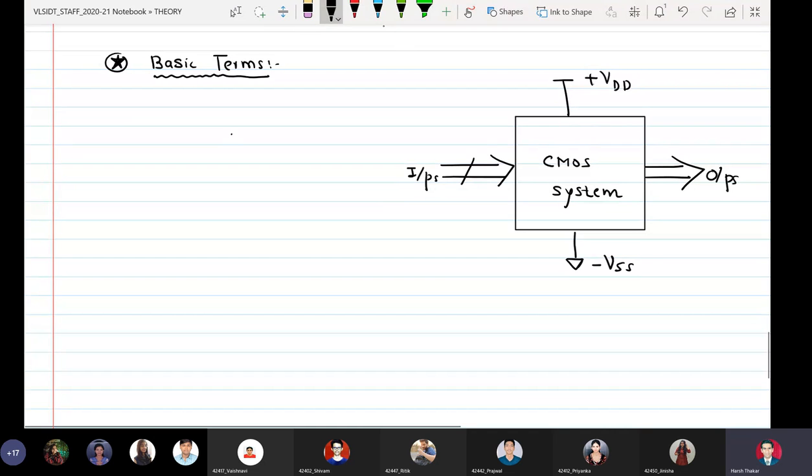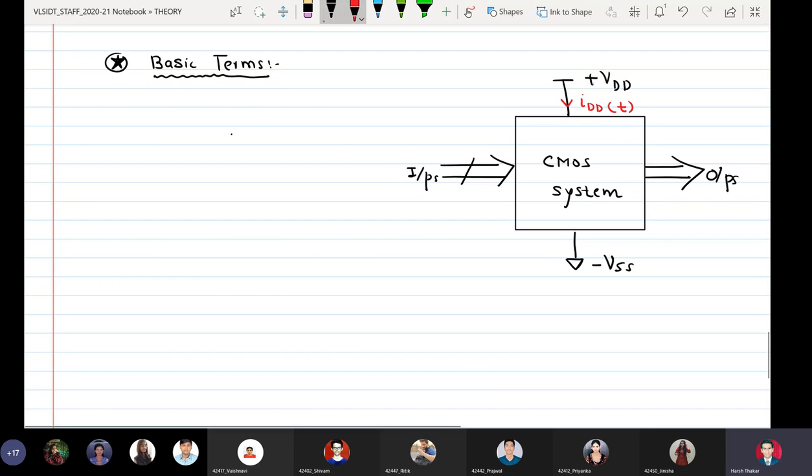We can also say that the current drawn by the system as a function of time is IDD of T. Because there is switching involved, combinational systems form only 10% of the microprocessor's logic and the remaining 90% is all sequential. When we say sequential, it means clocked. When we say clock, there is frequency. When we say frequency, it means there is switching. That means the current drawn from the supply is never constant. It varies as per the switchings involved inside the CMOS system. That is why we define VDD as a supply voltage in volts and IDD of T as the supply current drawn from VDD as a function of time.